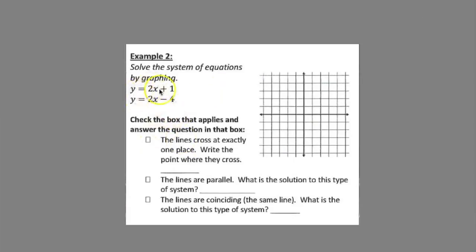We're going to take a look at the first equation. Our starting point would be at positive 1. So here's my first point. What does my slope tell me to do? I'm going to rise and run. So I'm going to rise 2: 1, 2.